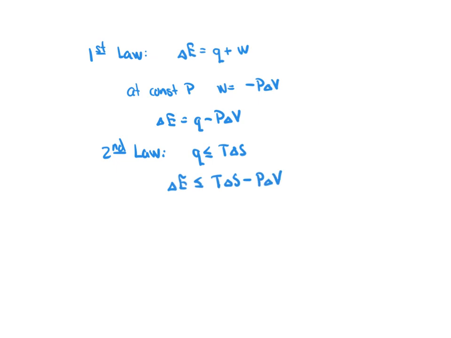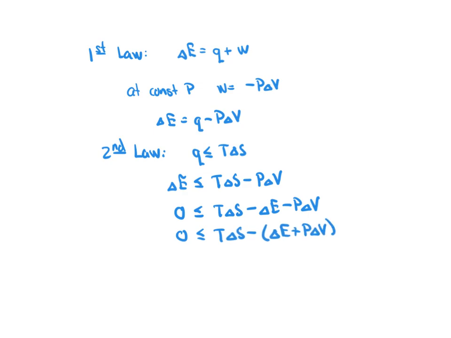Now let's subtract delta E from both sides. So 0 is less than or equal to T delta S minus delta E minus P delta V. I can pull the minus sign, factor it out of these two terms, and write that as 0 is less than or equal to T delta S minus delta E plus P delta V. And you may recall from an earlier video that this was defined as delta H. And so now I have, finally, 0 is less than or equal to T delta S minus delta H.